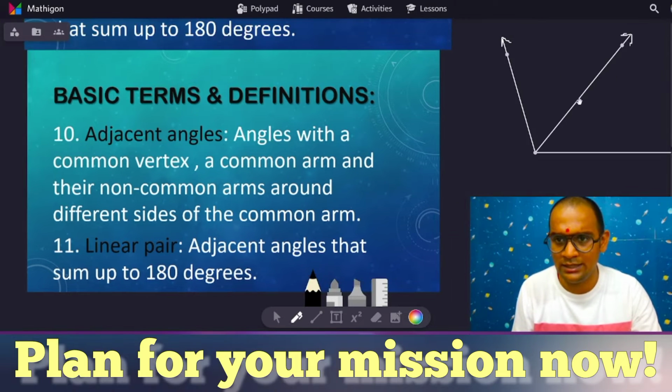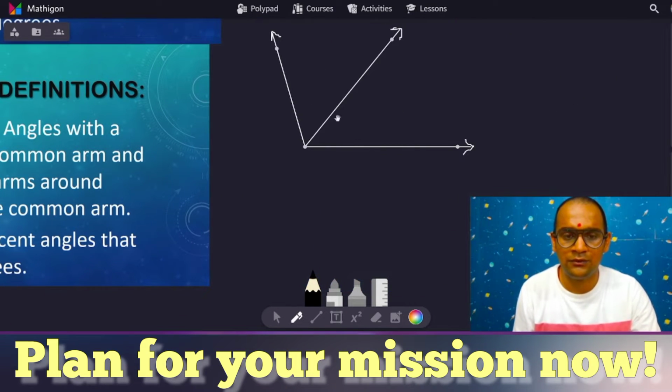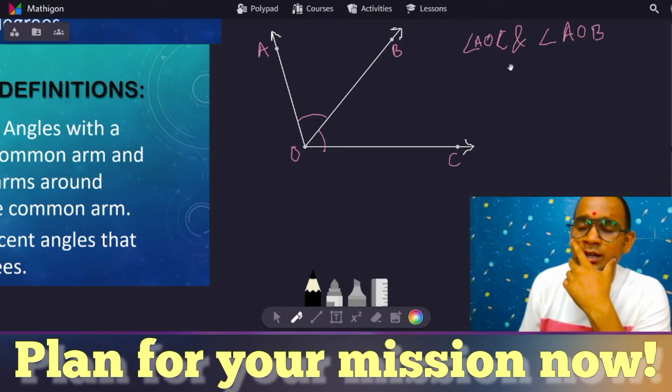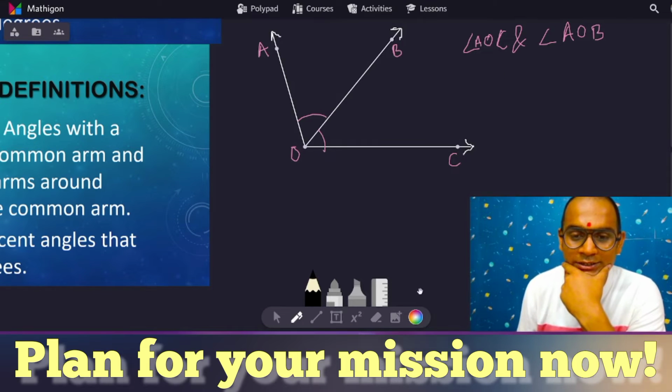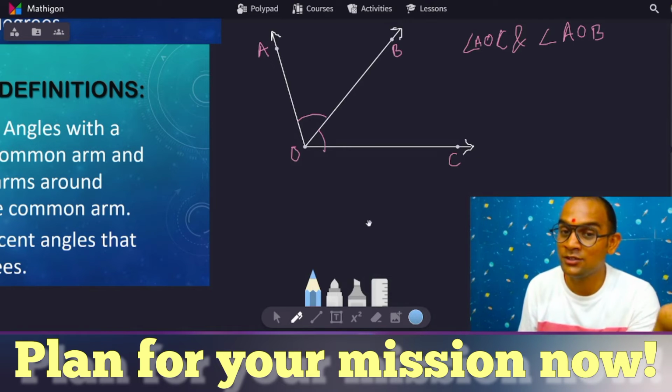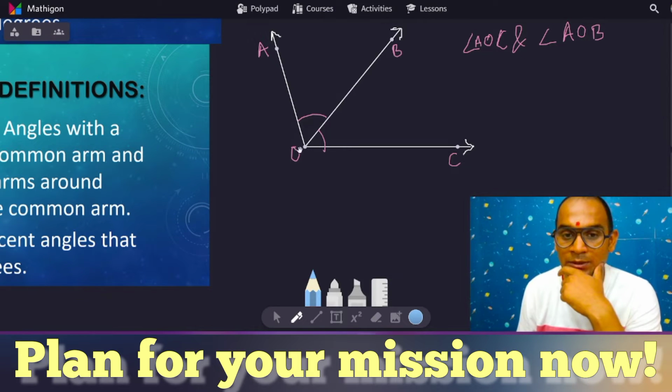What do I mean by that? Let's quickly understand this with a figure. Now, let's suppose O is the vertex, and we have A, B, C. Now, my question is, can we say that angle AOC and angle AOB are adjacent angles? Now, if we only go with the definition that it has a common vertex and common arm, let's see what happens.